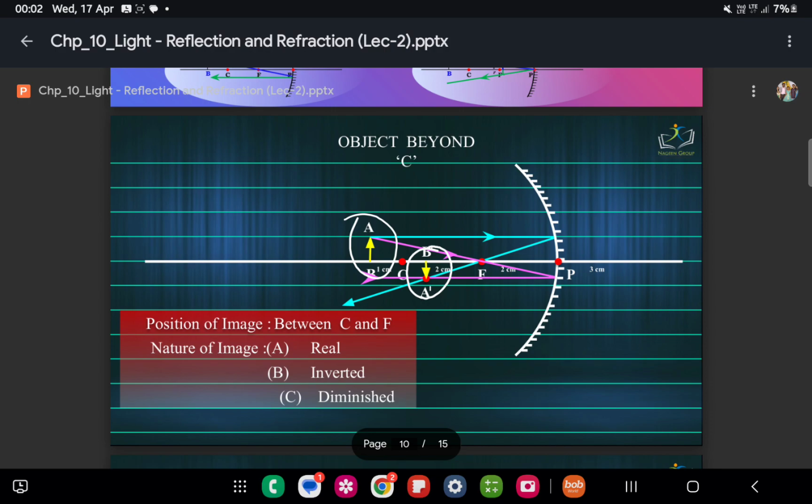So in conclusion, the position of the image is between c and f. Here I am showing that the image is formed between c and f when the object is behind the c. The nature of the image is real and inverted, meaning inverted compared to the object, and diminished, so it will look small.